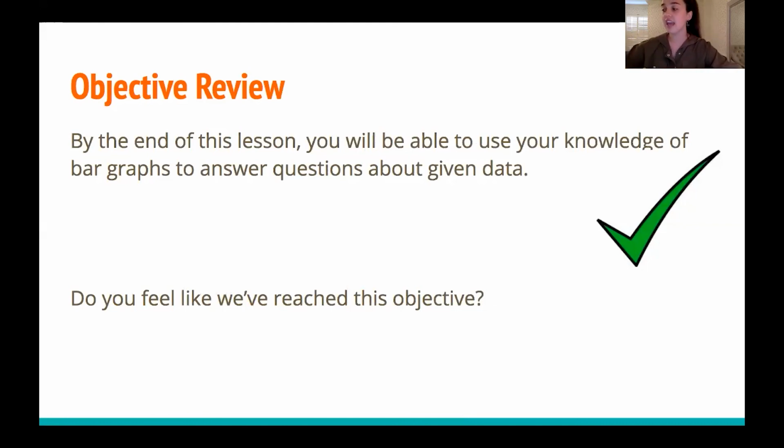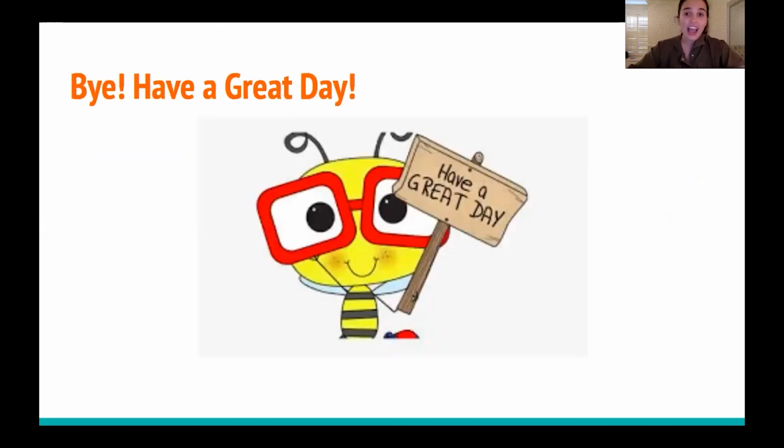Here is our objective again. I just always like to go over it to make sure you guys feel good about it. It was, by the end of this lesson, you will be able to use your knowledge of bar graphs to answer questions about given data. Do you all feel like we have reached this objective? You can give me a thumbs up, a thumbs down, or maybe a fist in the middle if you're not quite sure. All right, hopefully you guys gave me that thumbs up and you feel good to go. I know I feel like we learned a lot about bar graphs and how to interpret them and apply our knowledge there.